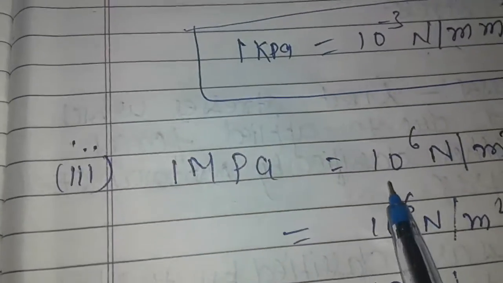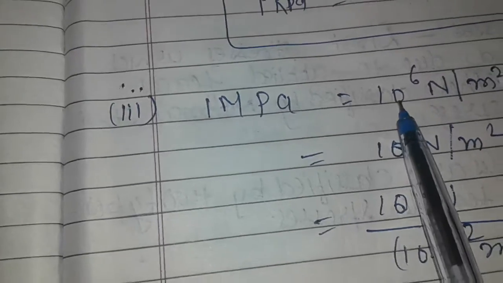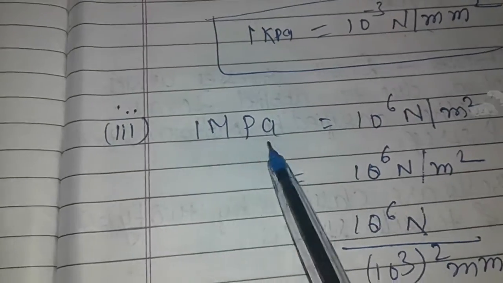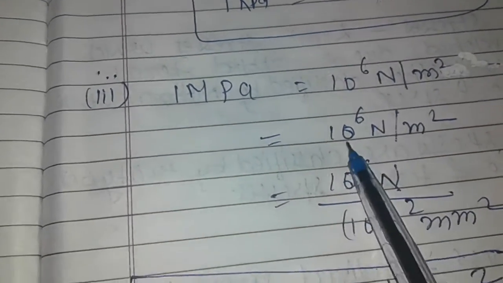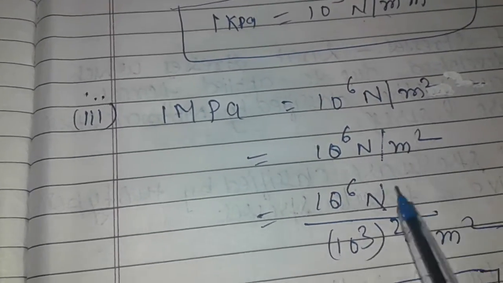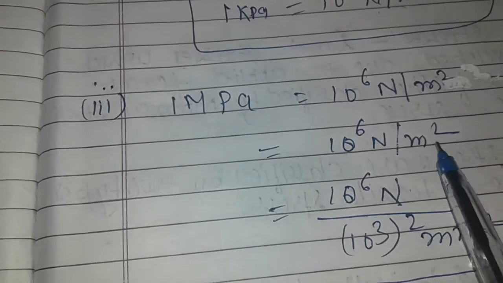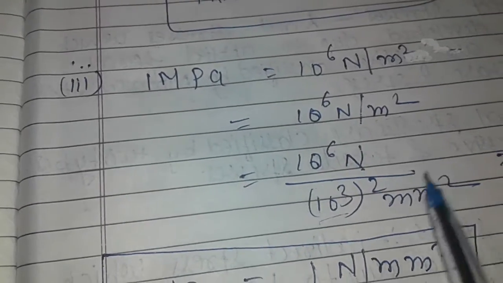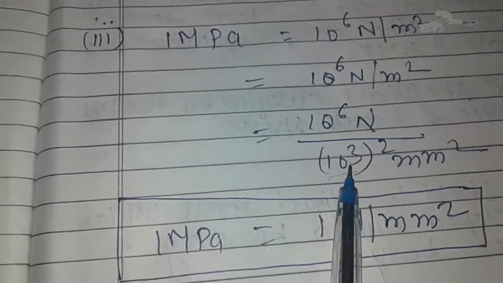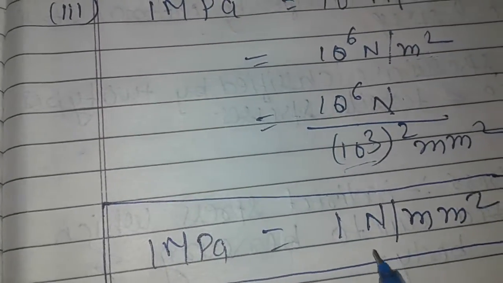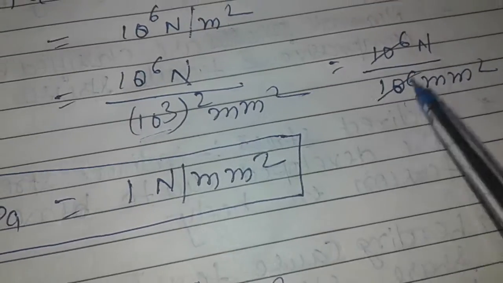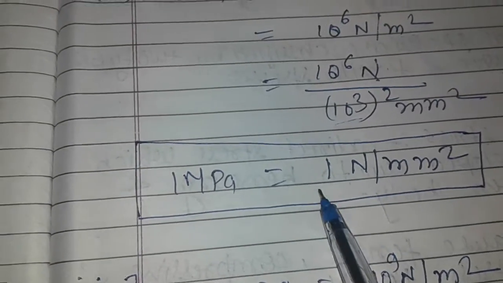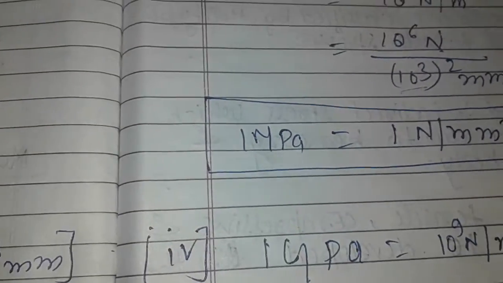Now remember 1 megapascal is equal to 10 to the power 6 Newton per meter square. Since 1 meter square is 10 to the power 6 mm square, the 10 to the power 6 terms cancel. So 1 megapascal is equal to 1 Newton per mm square.